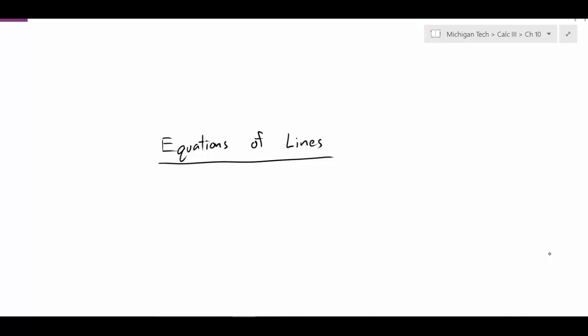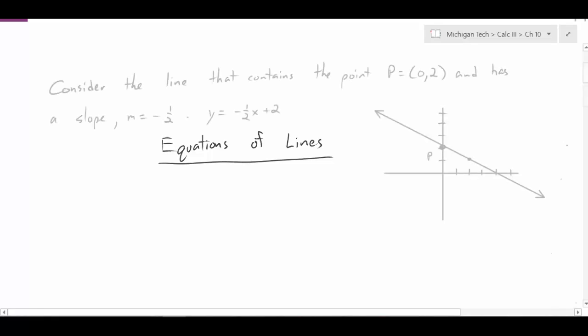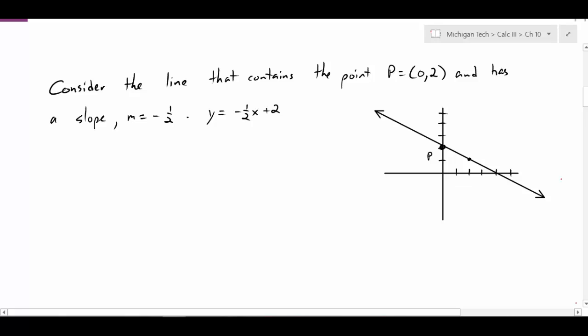This video is going to be on equations of lines. Consider the line that contains the point (0, 2) and has a slope m equals -1/2. We can use the slope-intercept form of the equation of a line, y equals mx plus b, to write the equation of this line: y equals -1/2 x plus 2.